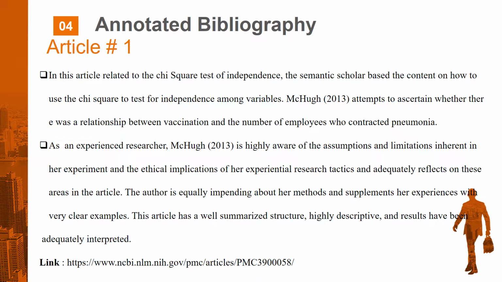Another thing here is the reflection in terms of all these areas. The reflection was great in terms of all these research components. The author is equally very forthcoming about the methods, and also supplements her experiences with very clear and easy to understand examples. This article has a well summarized structure. It's highly descriptive, and results have been highly and adequately interpreted. We see the link to this article right next to the last line.